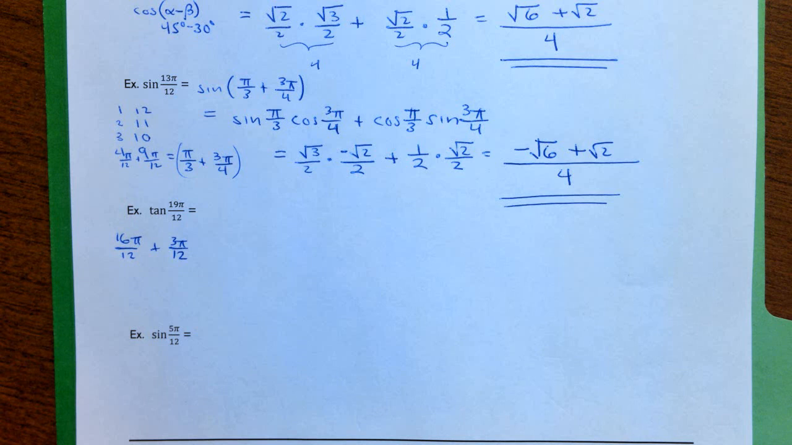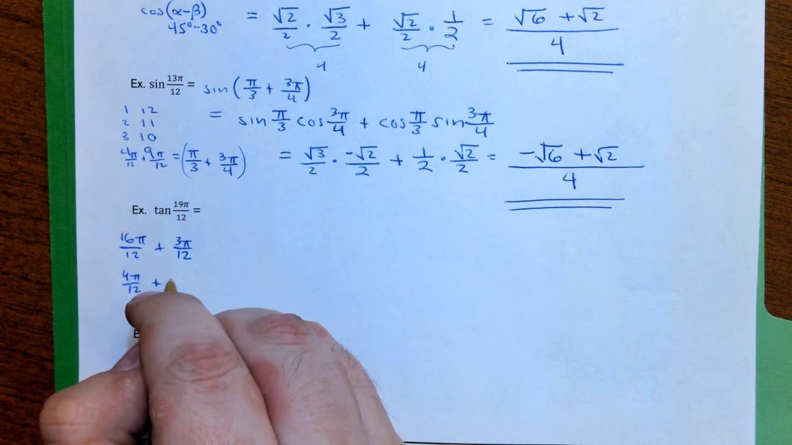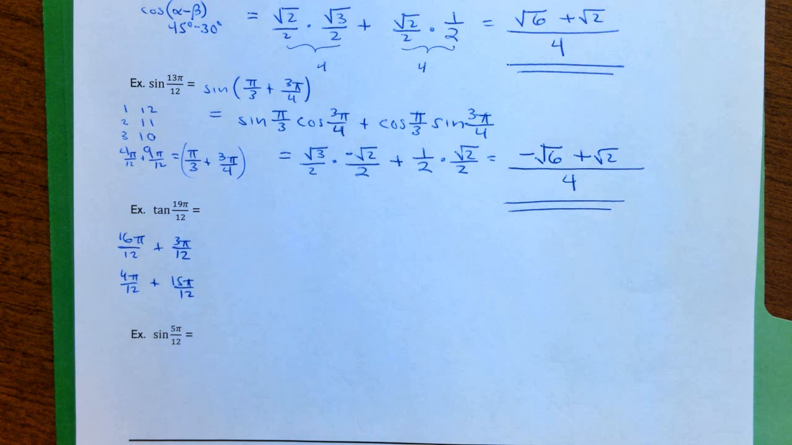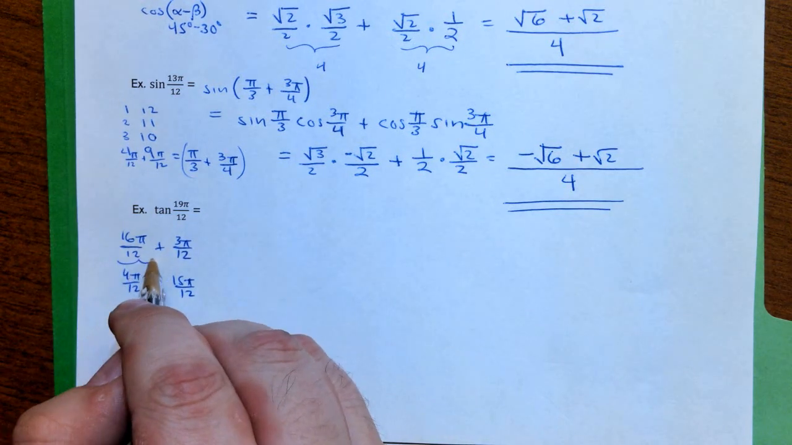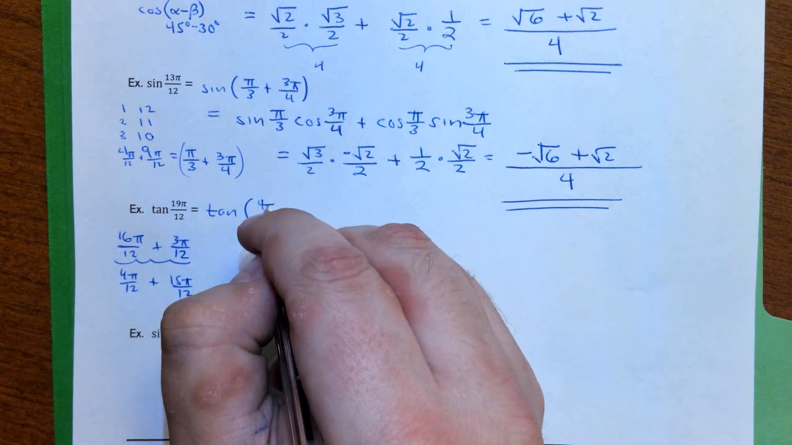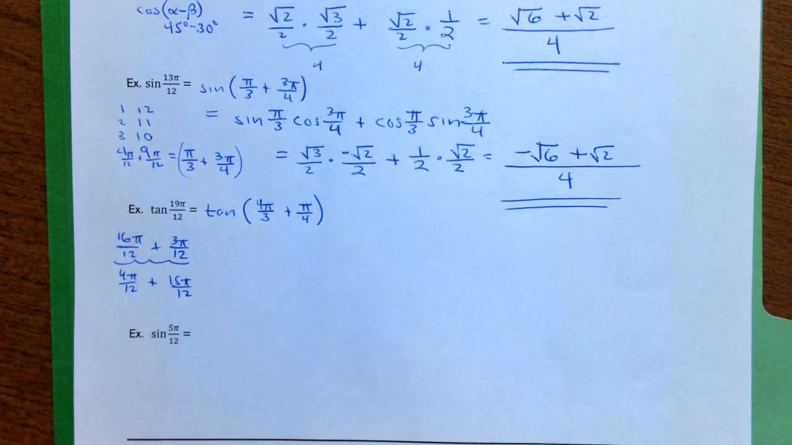Are there other possibilities? Well, if you worked your way through it, you would also have 1 and 18, 2 and 17, 3 and 16 I just came up with. 4 and 15 would also work. 4 pi over 12 and 15 pi over 12. These both work. So there are multiple ways to do this same problem. Just have to pick one because they should all produce the same answer. I'm going to go ahead and do this. I'm going to say that this is the tangent of 16 pi over 12, which is 4 pi over 3, and 3 pi over 12, which is pi over 4.